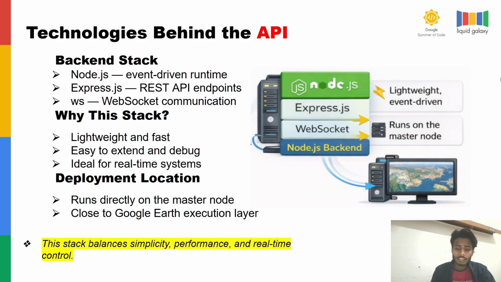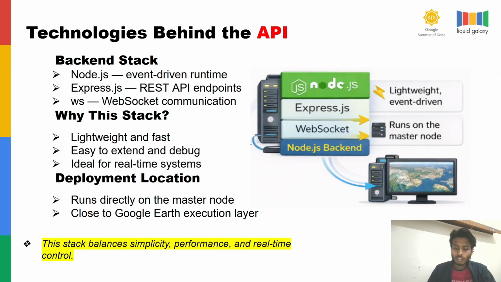And another key decision is where the API runs. The API runs directly on the master node of the Liquid Galaxy rig. That's very intentional. By running close to the Google Earth execution layer, we reduce the delay and avoid extra network hops. Commands don't travel far; they go straight from the API to the system that needs to act on them.